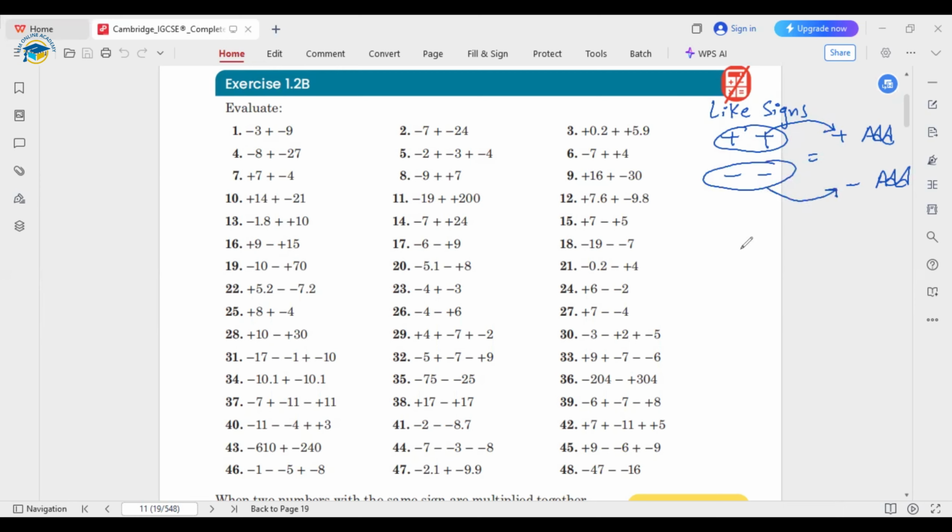Okay, if we have unlike signs, yes, unlike signs, positive and negative, or negative and positive, we are going to use the sign of the greater number.